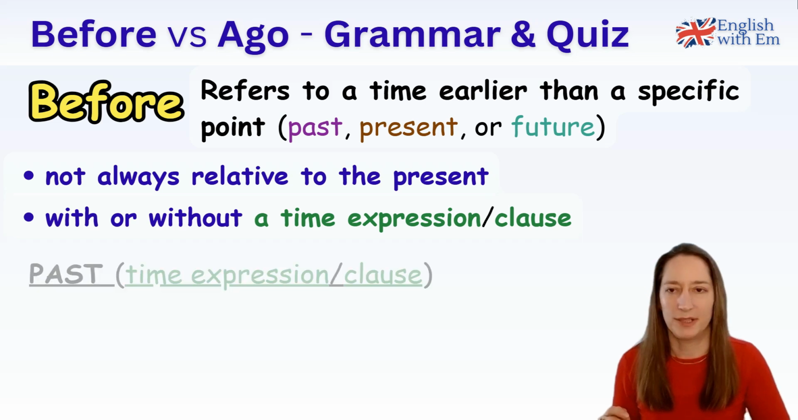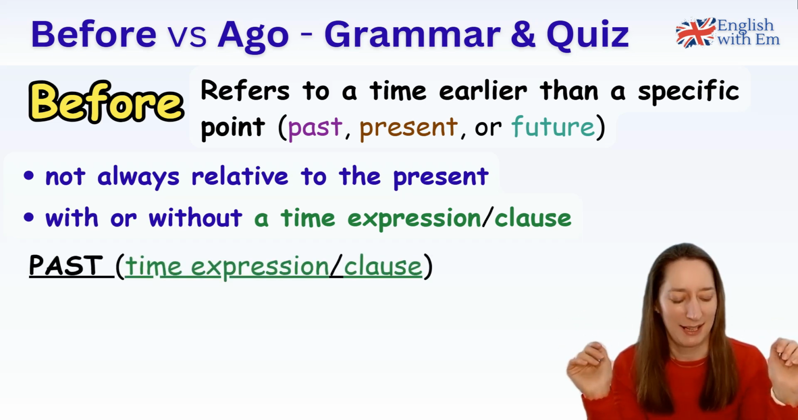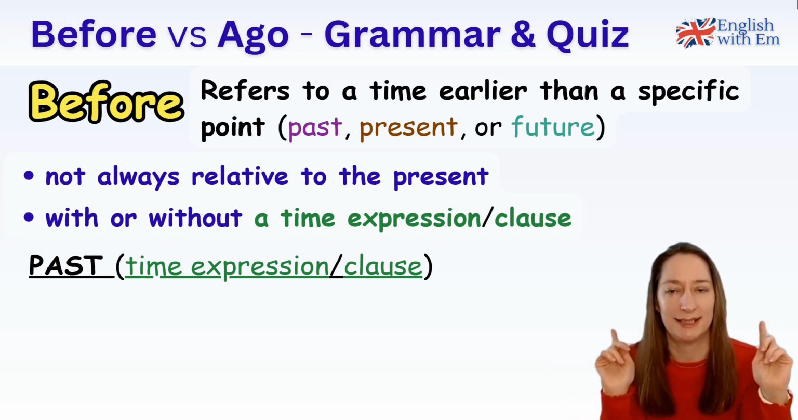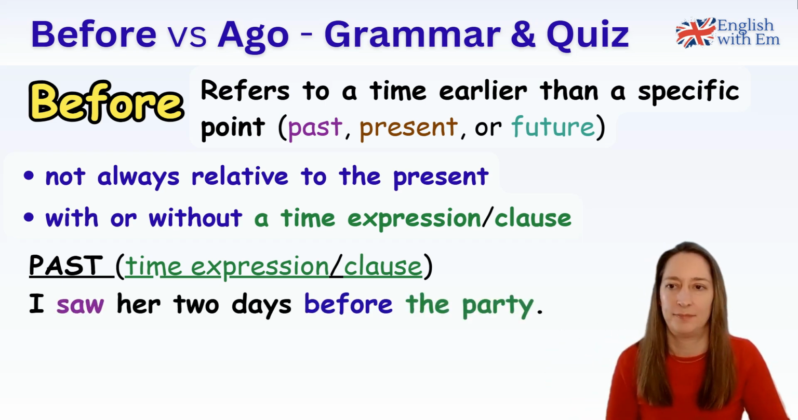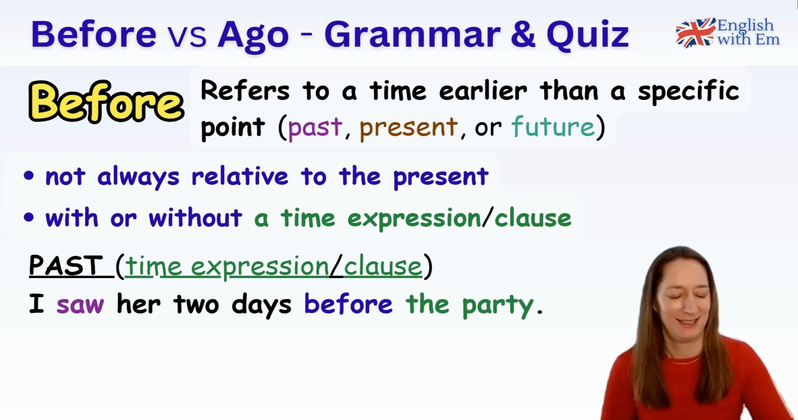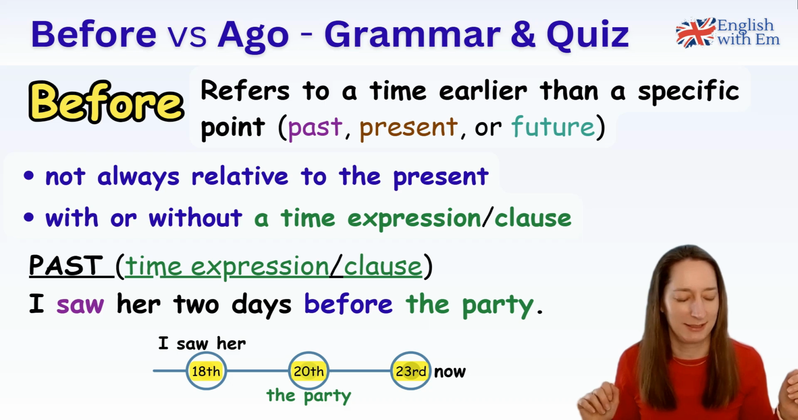Let's start by talking about how we use before to refer to the past. And in this case, we need a time expression or a time clause. It is necessary. I saw her 2 days before the party. Let's take a look at our timeline. So today's the 23rd. We're not talking about that. Nothing to do with the present.